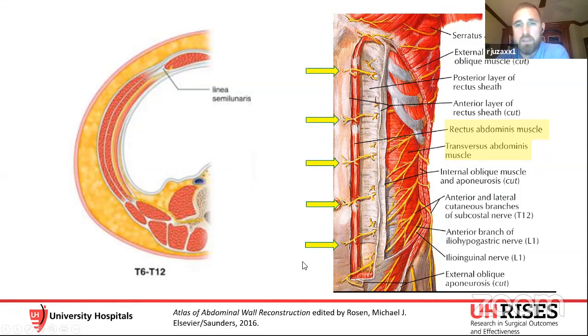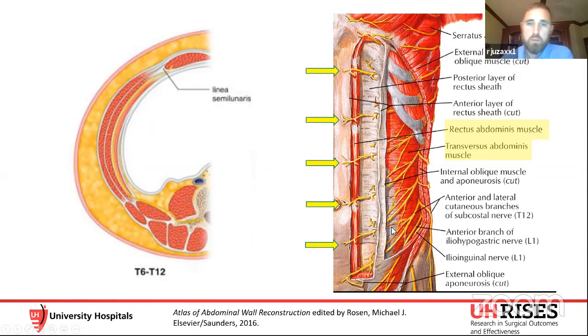This is important because these nerves run in sort of an inferior oblique direction. So when these are injured, cut during surgery or trauma, you usually see some denervation and atrophy to the muscle bellies below the level of the injury. It's also important that they run above the level of the transversus abdominis muscle.